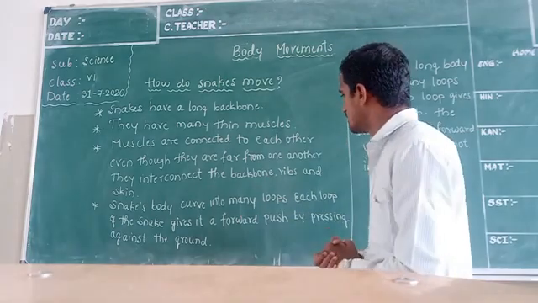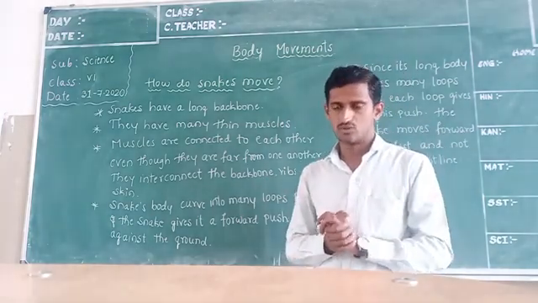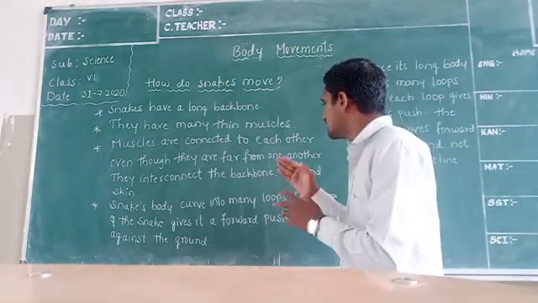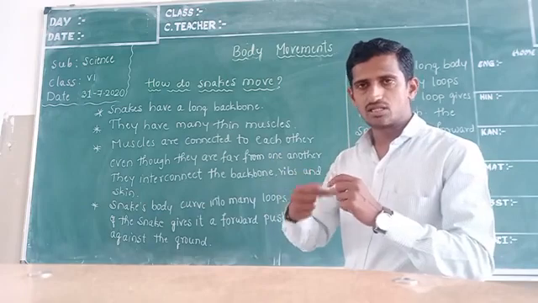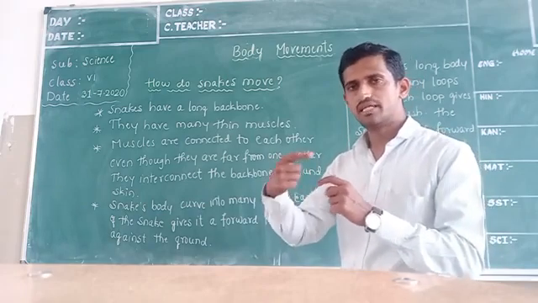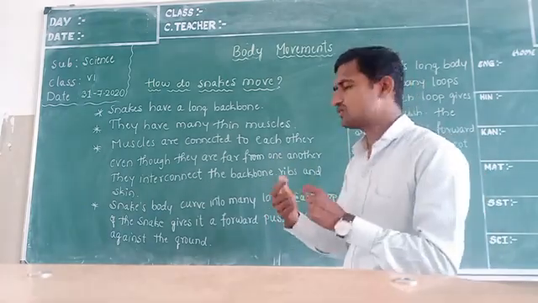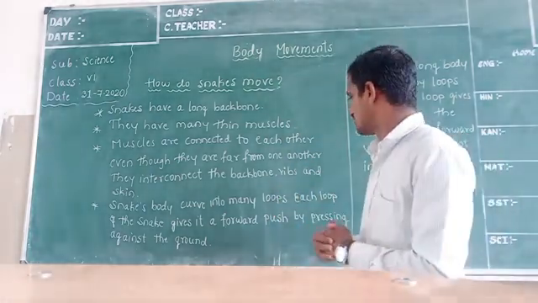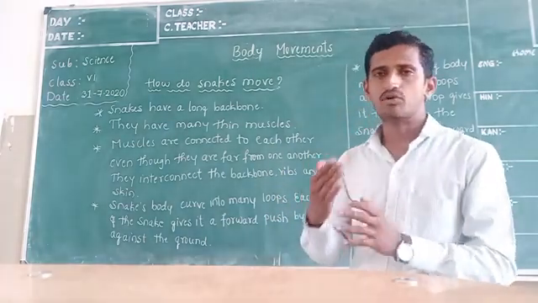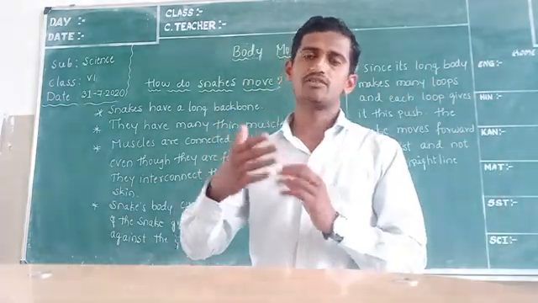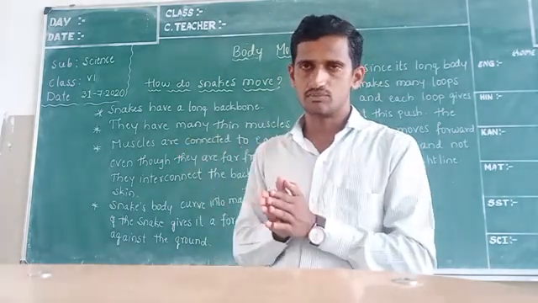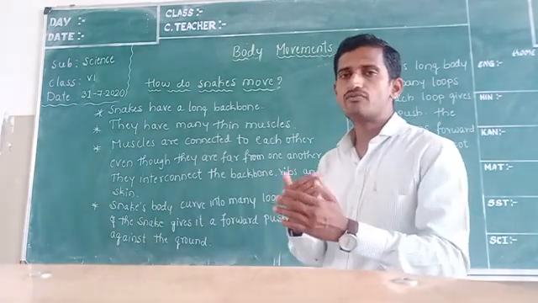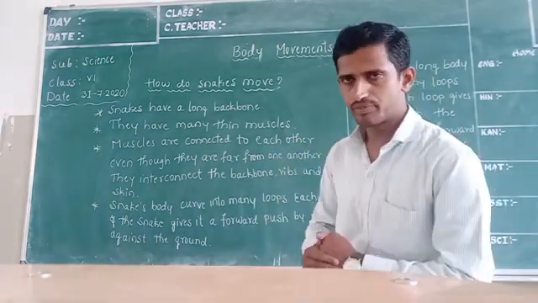The snake's body is curved, not straight. It is curved into many round-shaped loops, like when you make a loop using a thread. Each loop of the snake gives it a forward push. Its body is made up of many loops, and each loop present in its body gives a forward push to its body.